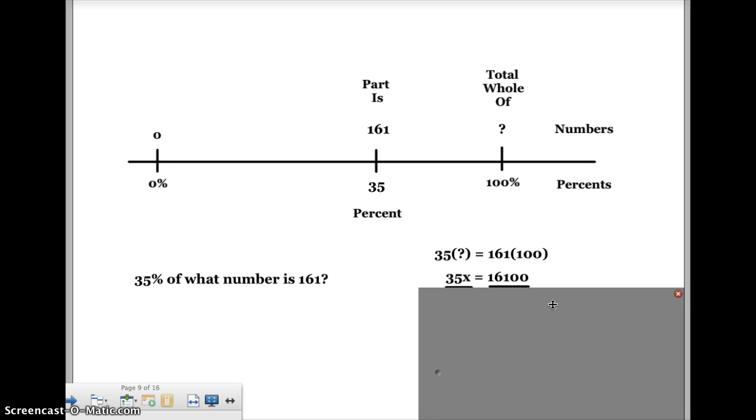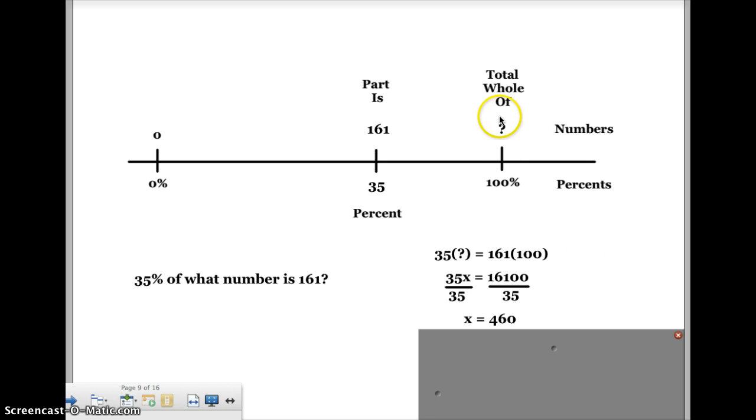And then I undo my multiplying x by 35. The opposite of multiplying by 35 is dividing by 35. So I'm undoing multiplying, doing the inverse of multiplying, and I should get my answer. And in this case, my x is going to be 460. So the total number would be 460 in this problem. Let's do one last one.